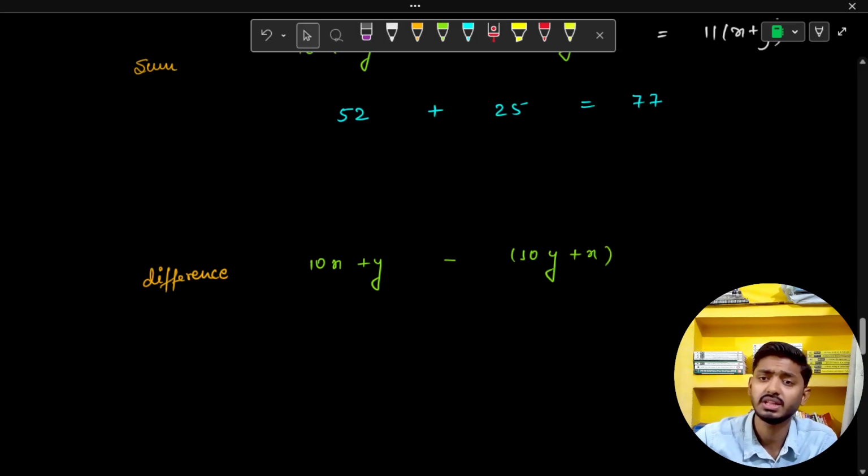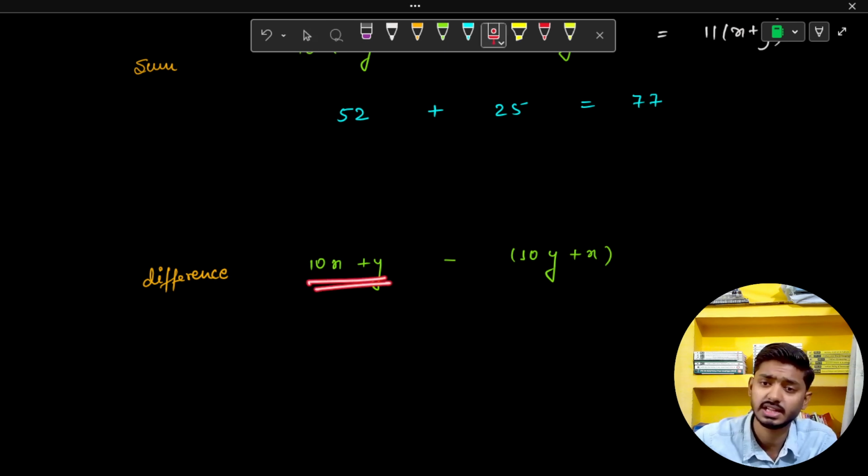Now, what if they ask us to find the difference? Let's take the number and the number obtained by reversing the digits, subtract them, we get 9x minus 9y. Again, if you observe, this is a multiple of 9. The sum was a multiple of 11, whereas the difference is a multiple of 9.